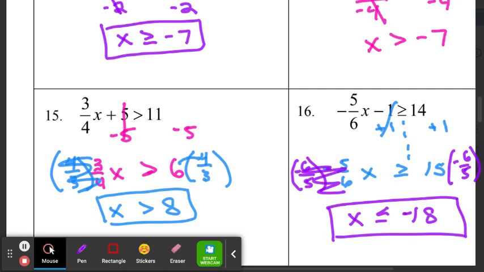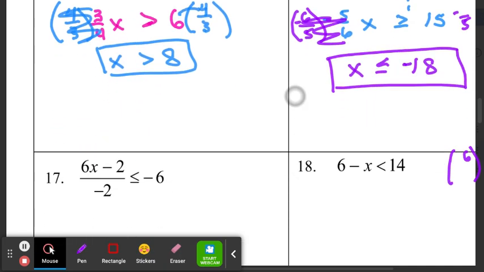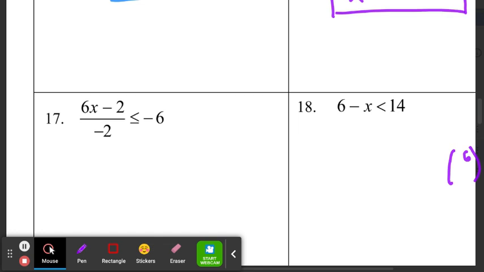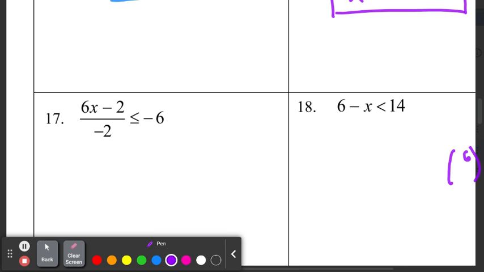Now, just when you're getting the hang of the fractions, let's move to number 17. So we have negative 6 times x minus 2 divided by negative 2 is less than or equal to negative 6. We did this in our previous lesson. So that 6x minus 2 is stuck in the numerator. So even though we have a fraction, we're going to flip the script a little bit and do multiply to get rid of that fraction first.